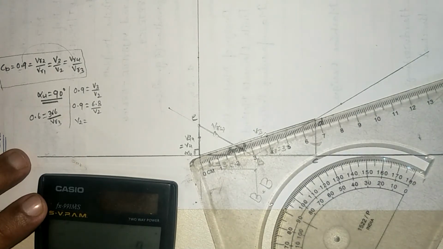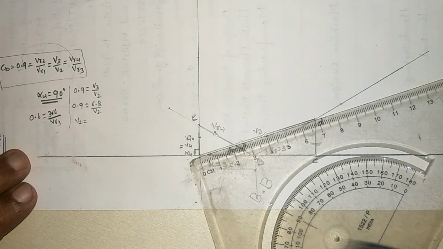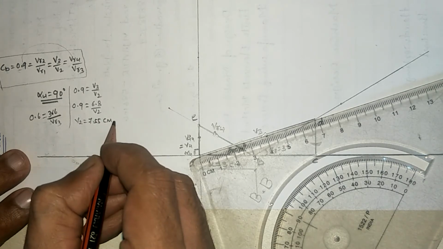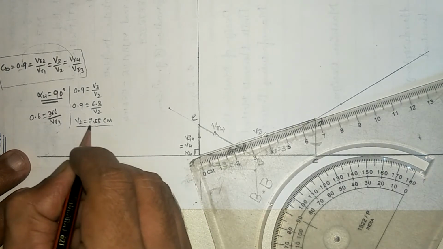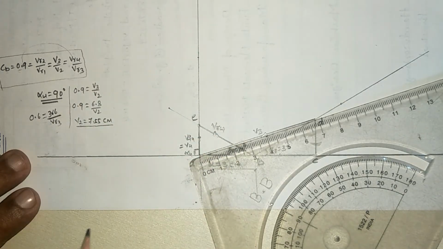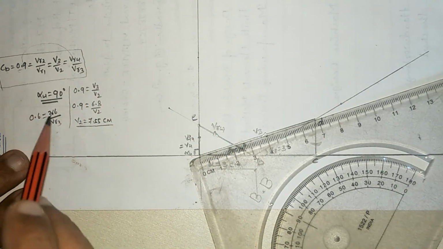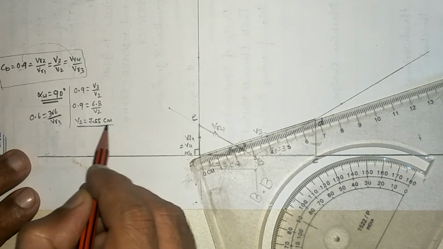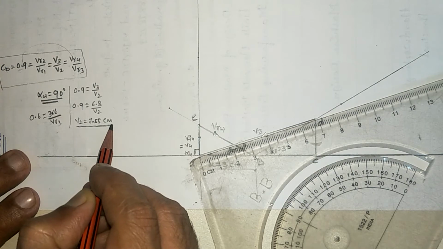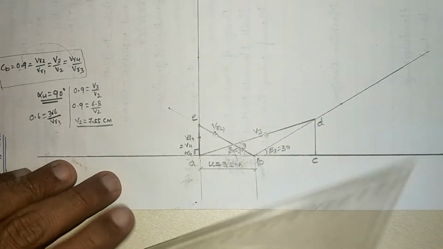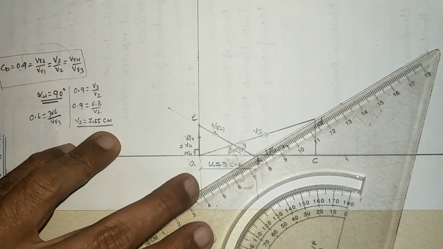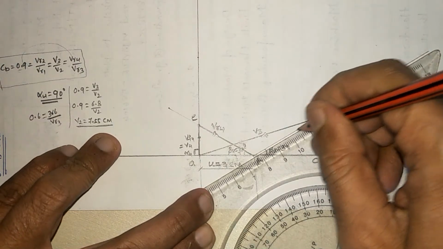6.8 divided by 0.9. So we'll get 7.55 centimeters. So this is the value of V2 and it has to be drawn on the first stage of the velocity triangle, because V2 comes in first stage. This is a very important value that we have obtained. So this completes the second stage of the velocity triangle, as you can see here.